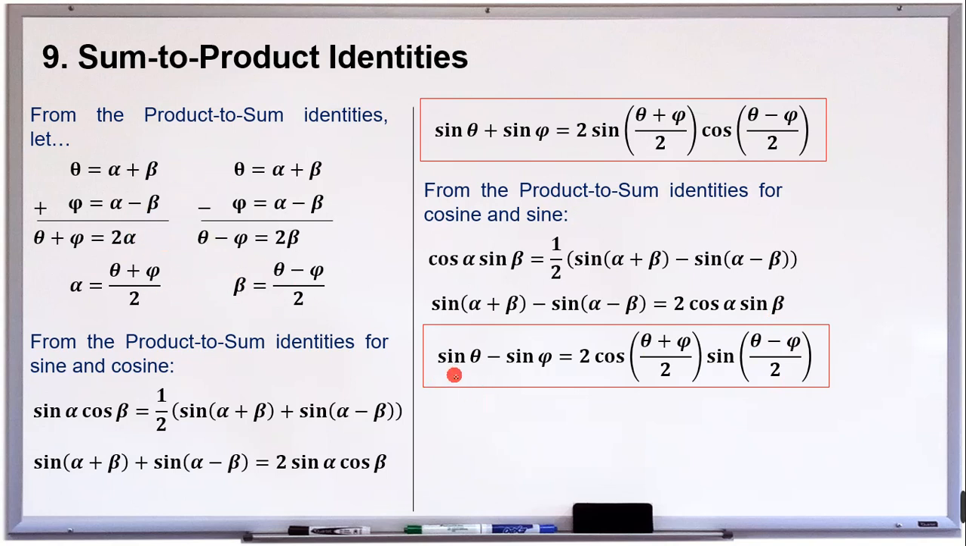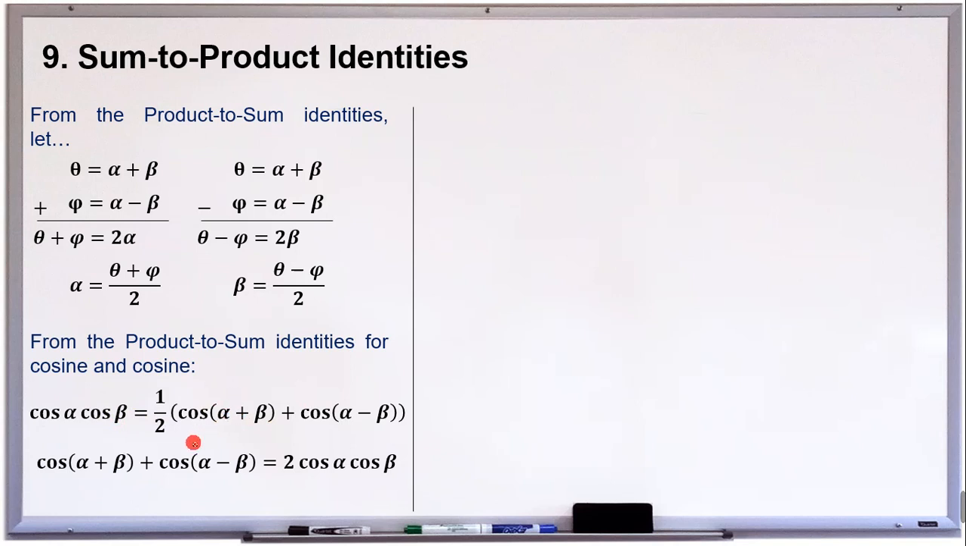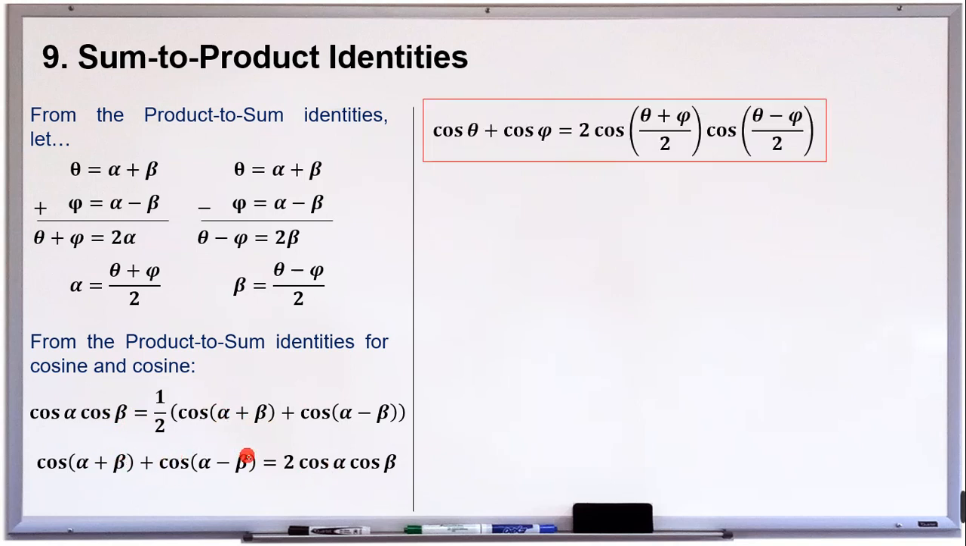Okay, now this is our second sum to product identity. For the next one, we will refer to our cosine and cosine product to sum identity. So we have cosine alpha cosine beta is equal to 1/2 of this expression. Next, multiplying both sides by 2, you'll end up with this equation. And then substituting the expressions for alpha and beta, you will arrive at our third sum to product identity, which is equal to this one.